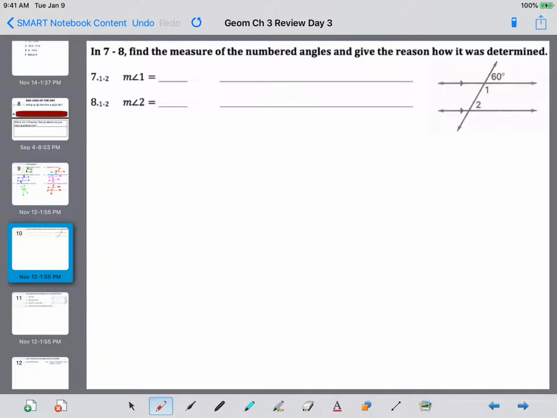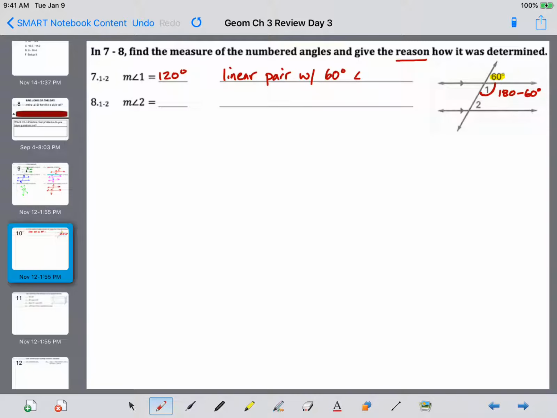In 7 and 8, find the measure of the numbered angles and give the reason how it was determined. So first we're asked to find the measure of angle 1, which is right here. And I noticed that that makes a linear pair with this 60-degree angle here. So if I take 180 and subtract 60 degrees, that makes 120 degrees for angle 1. And the reason is it is a linear pair with that 60-degree angle.